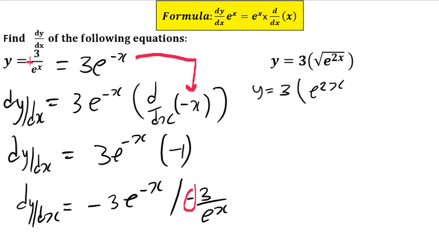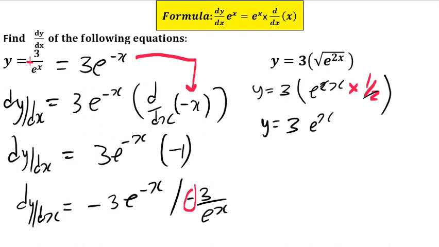multiplied by half, which is your square root. Then your y will be equal to 3e. As you can see, this 2 and this 2 will cancel. So you're going to be left with x.